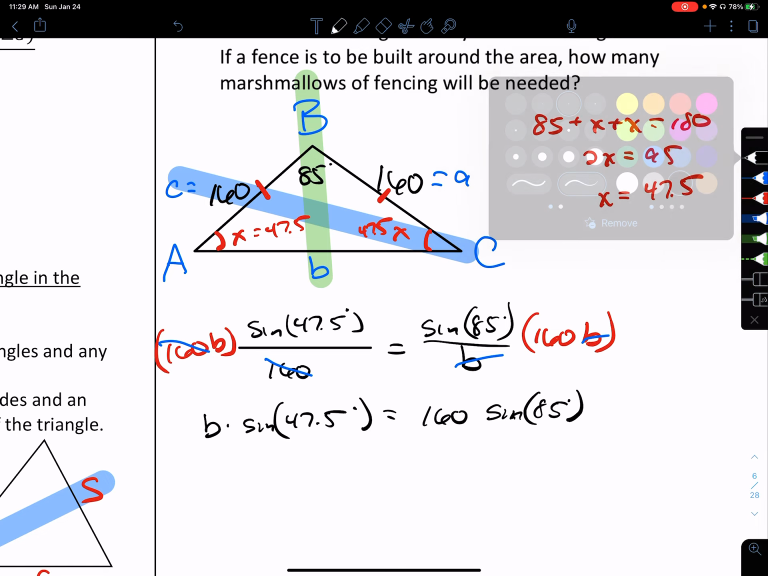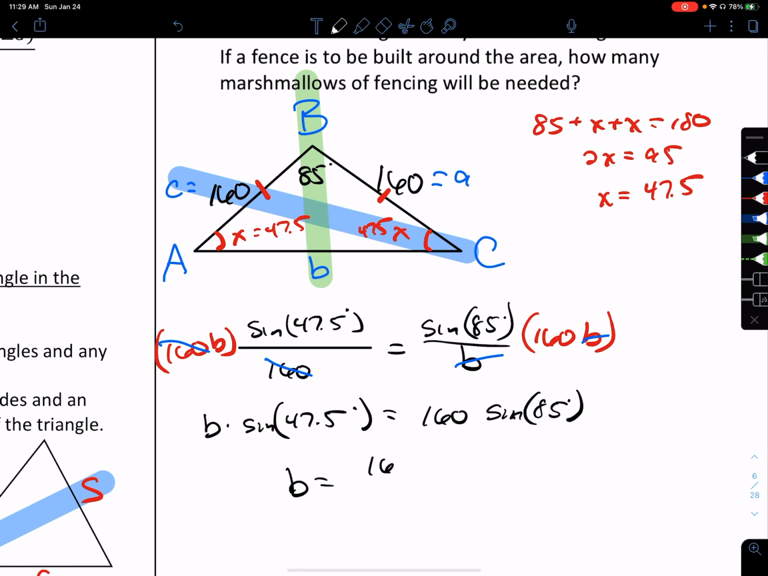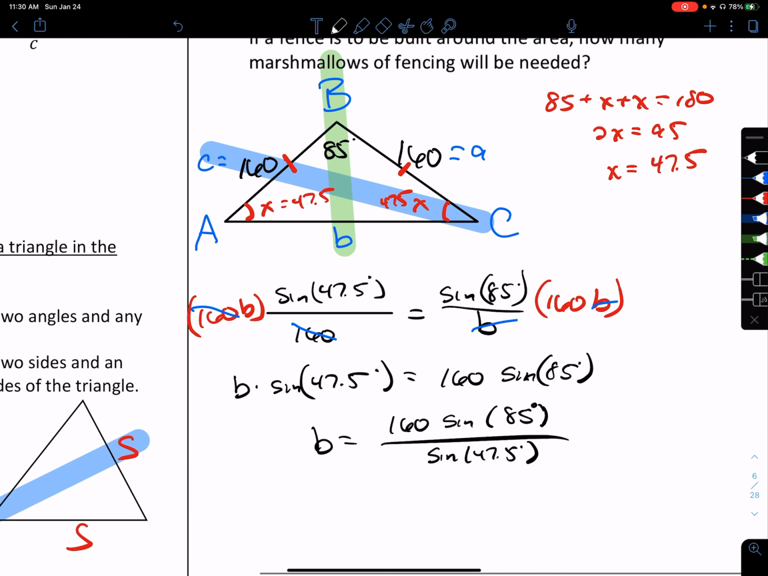It's going to give me b is 160 times sine of 85 degrees divided by sine of 47.5 degrees. Put that in your calculator, and you get b is approximately 216. I did not round to 3 decimal places.